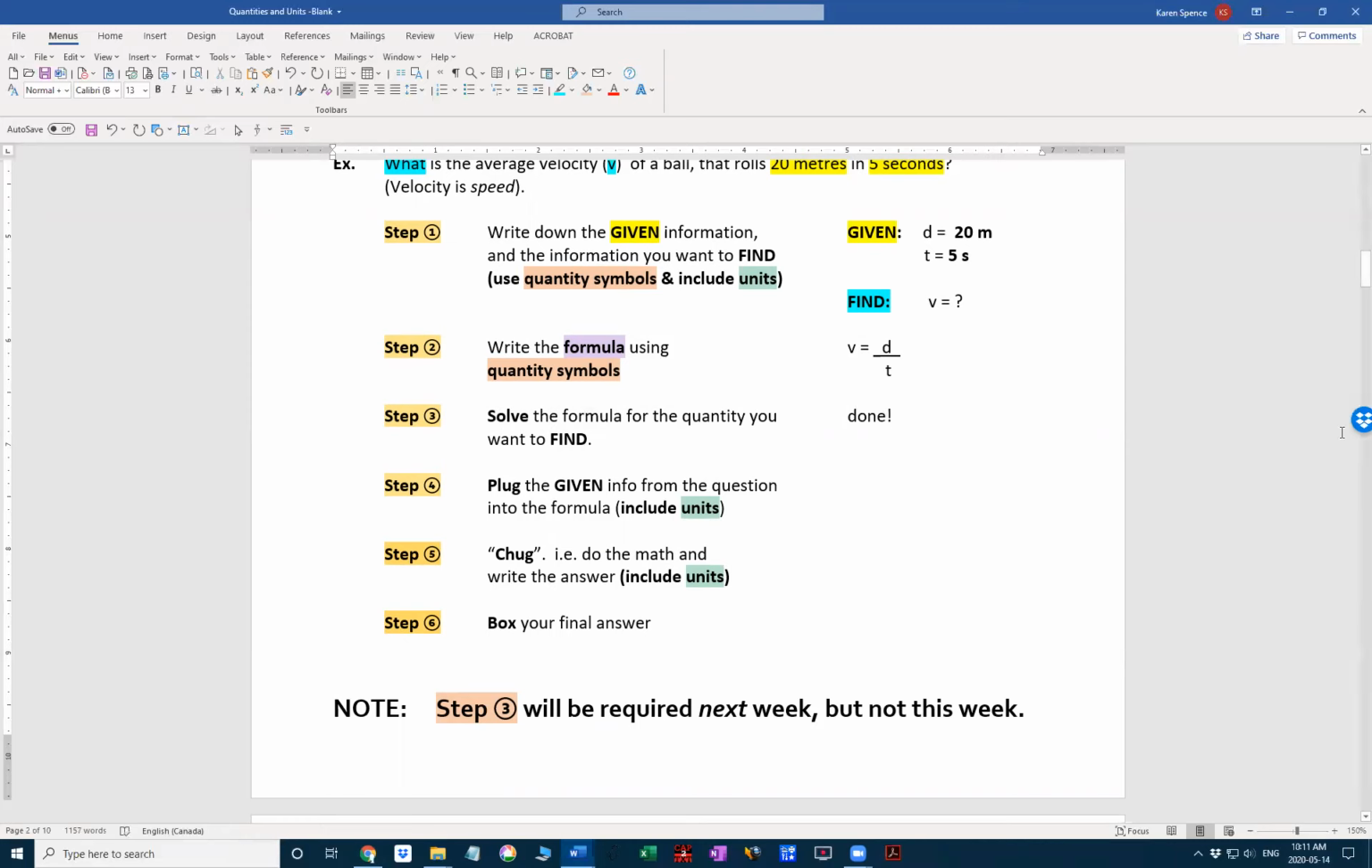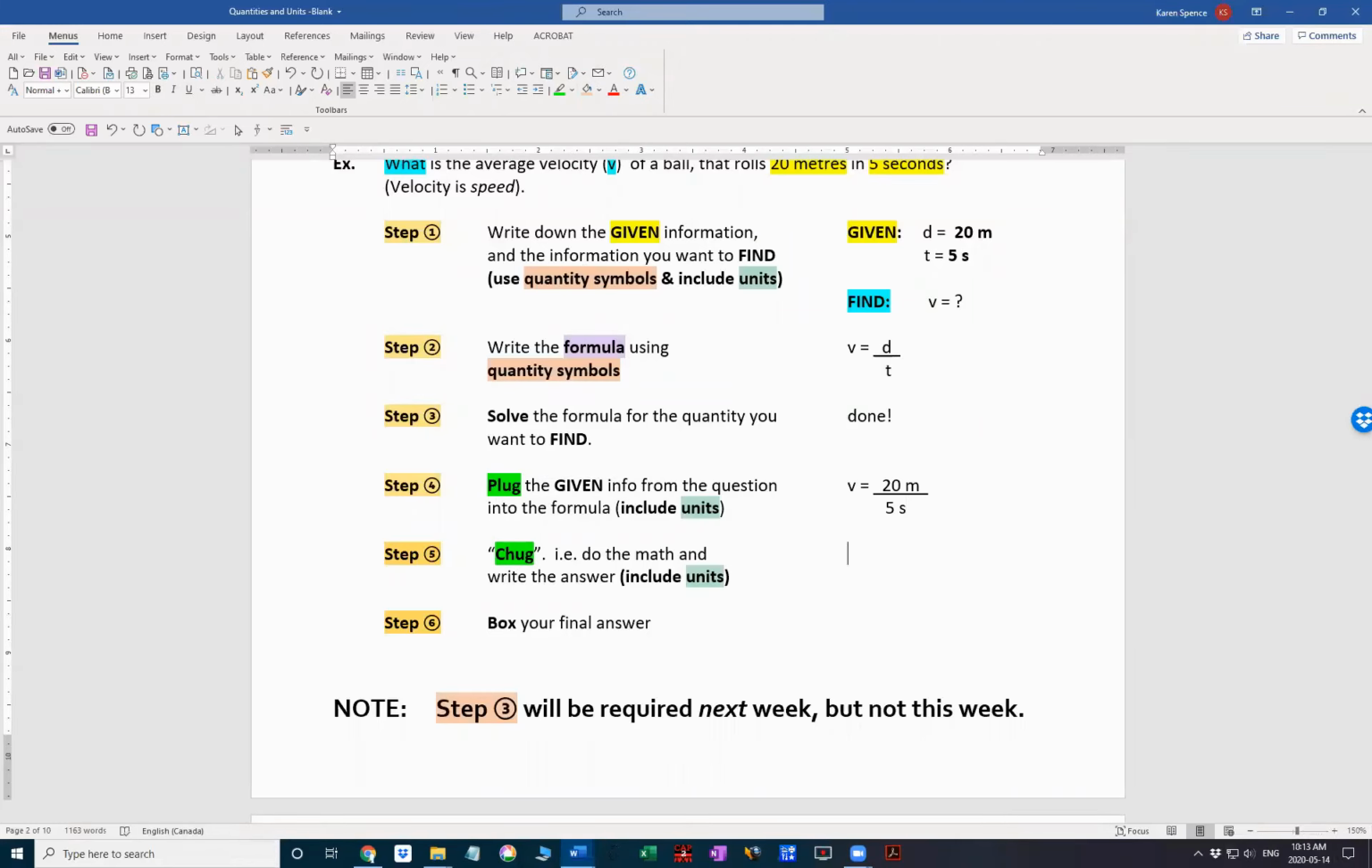Now we plug in our given information. So instead of writing D, now we're going to substitute in the 20 meters. So here we go, 20 meters. And instead of writing T on the bottom, time is actually equal to 5 seconds. So we have velocity is equal to 20 meters divided by 5 seconds. So that is what we call the plug part of this thing. Okay, so we're now going to plug and chug. This is essentially called the plug and chug method.